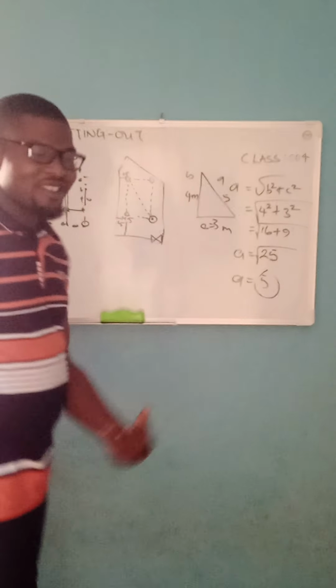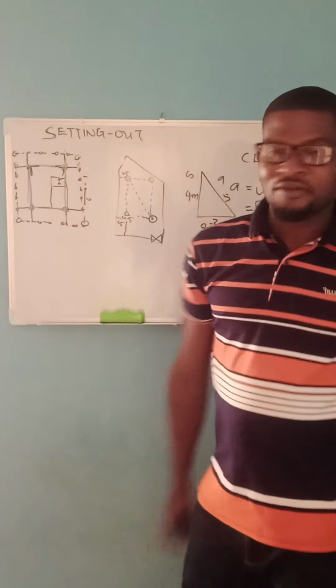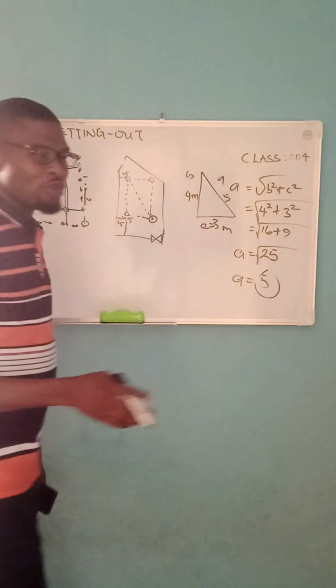And after that, for the inner walls, you can use your tape to bring them out according to the dimensions you have in the drawing. So this is a simple way you can set your building out.